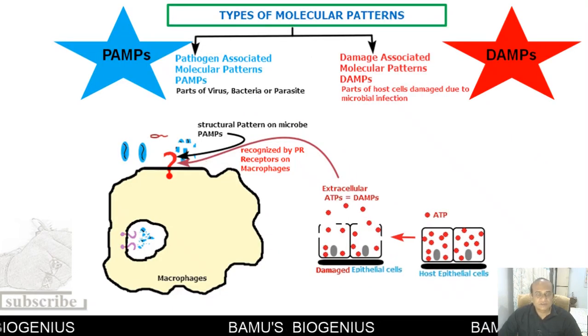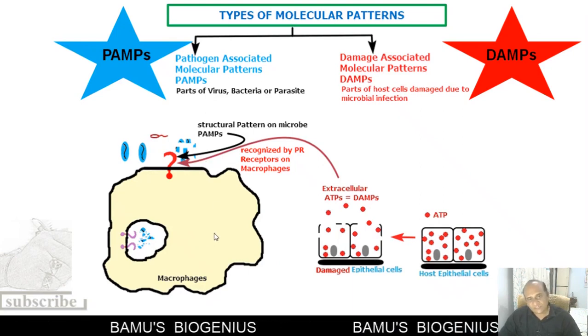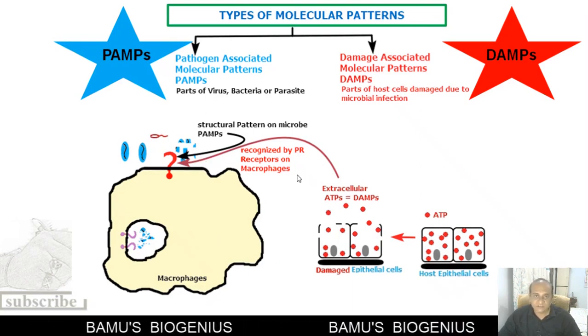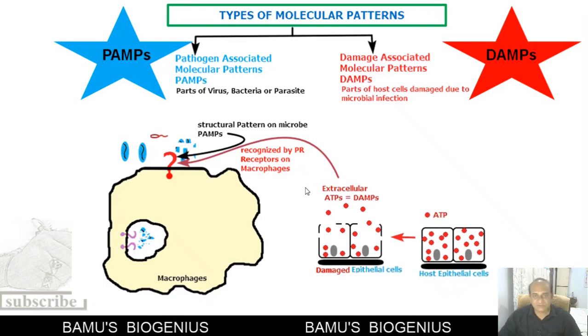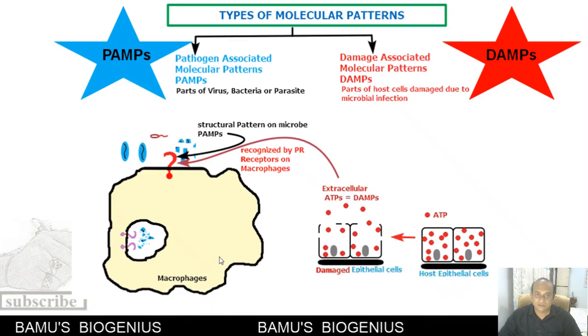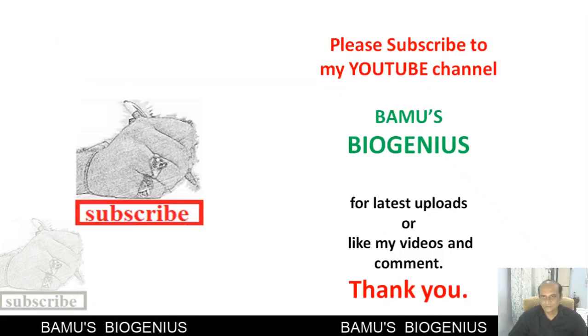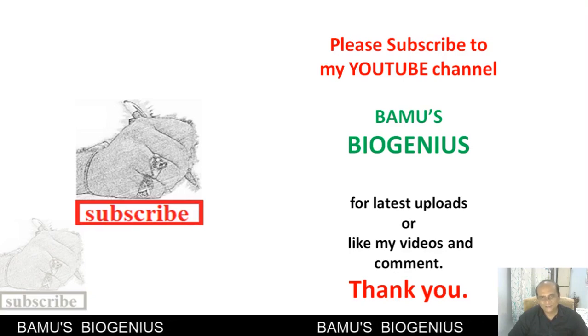So this is how the pattern recognition receptors are very important in stimulating the macrophages so that they can produce different types of cytokines, and these cytokines are then responsible for the physiological response, stimulating the first line of defense. So this is all about the innate immune system.